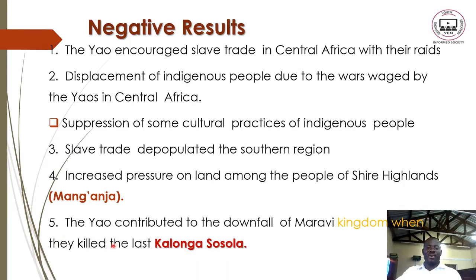And the Yao contributed to the downfall of the Maravi when they killed the last Kalonga, that was Kalonga Sosola, who was killed by the Yao. So the coming of the Yao contributed to the downfall of the Maravi kingdom.